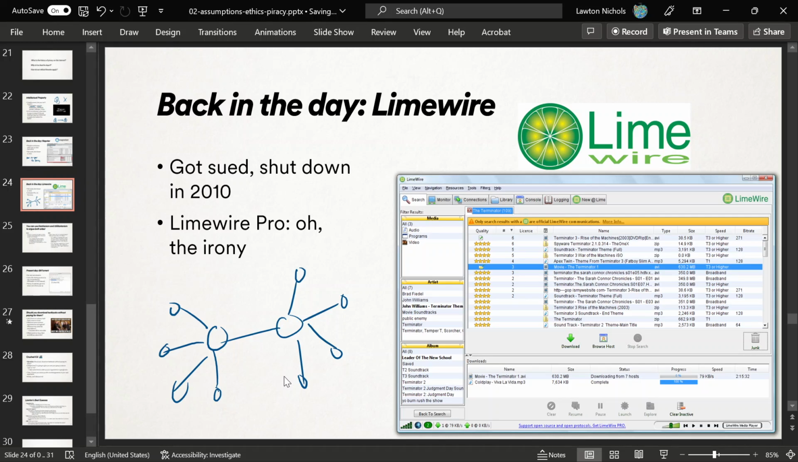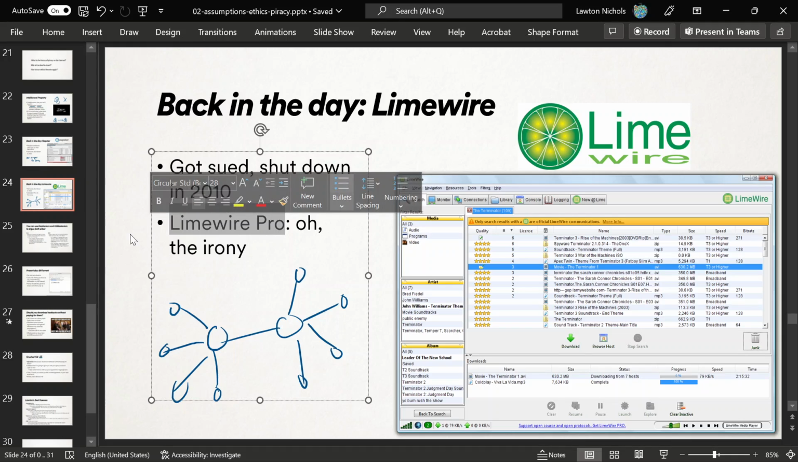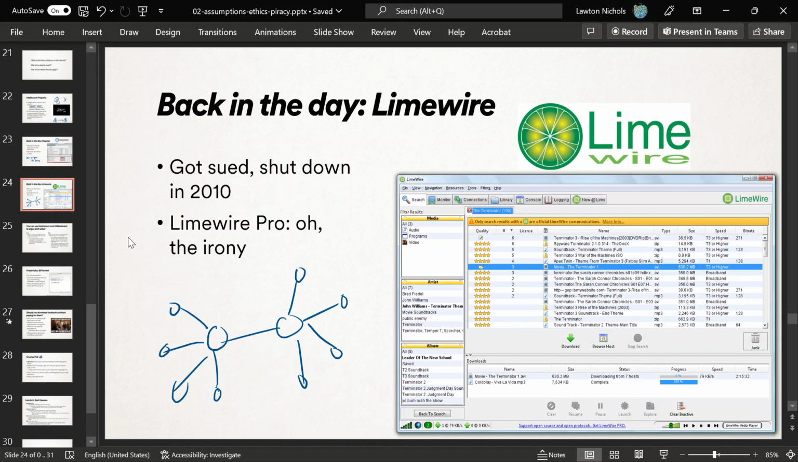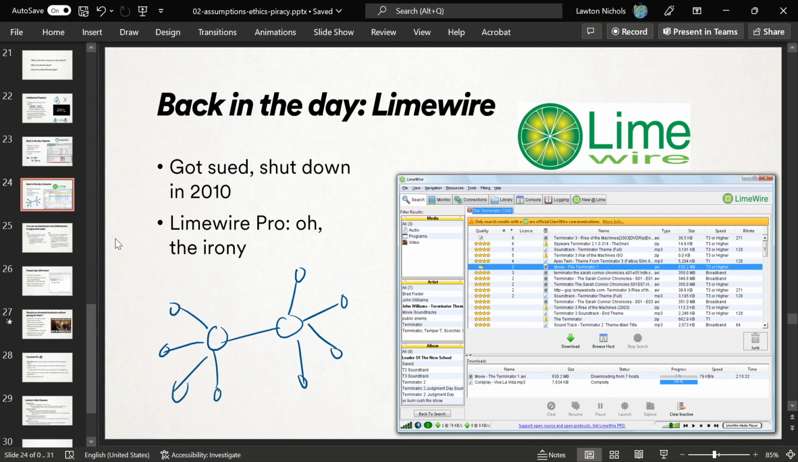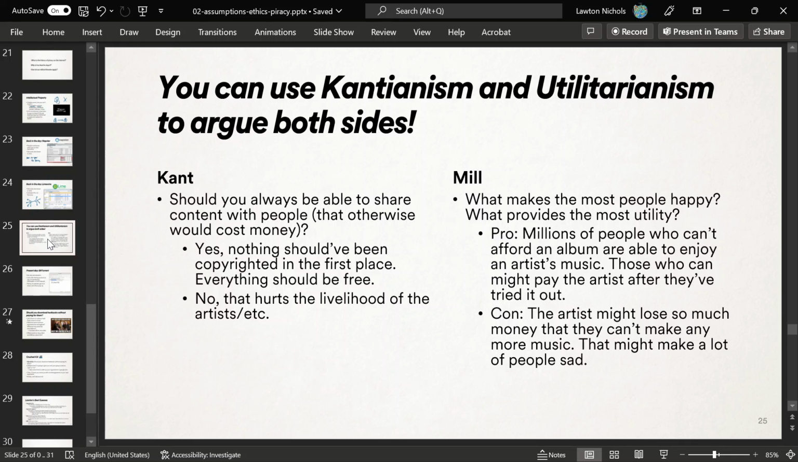And the funny thing about LimeWire, different from Napster, is they offered a pro version of their software, and that cost money. You could connect a bit faster, download a bit faster for more people, and the ultimate irony was that you could use the free version of LimeWire, and you would search for LimeWire Pro, and then you could download it. So that was hilarious back in the day. So that's LimeWire. And let's look at this kind of file sharing through the lens of Kantianism and utilitarianism now.